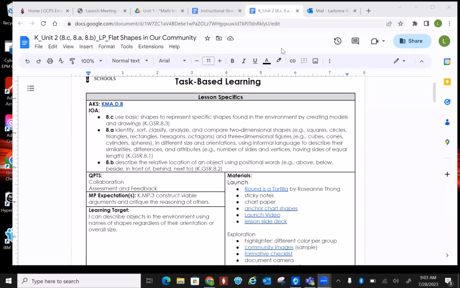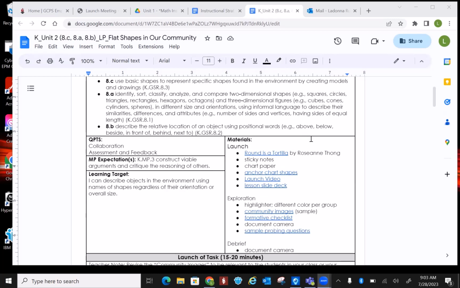On the pacing guide, you will also find an example of a task-based lesson called Flat Shapes in Our Community. In this task-based lesson, students will be working with indicator 8C as they use basic shapes to represent specific shapes found in the environment, and it is written at the representational level. So in this lesson, you'll kick it off by reading the book Round as a Tortilla. It is linked in here.